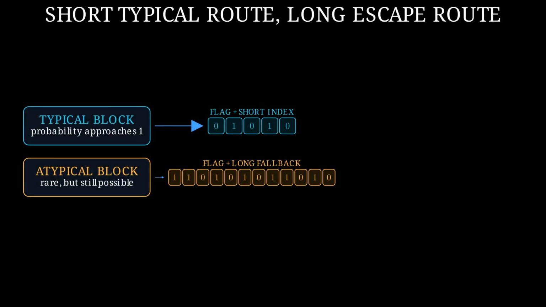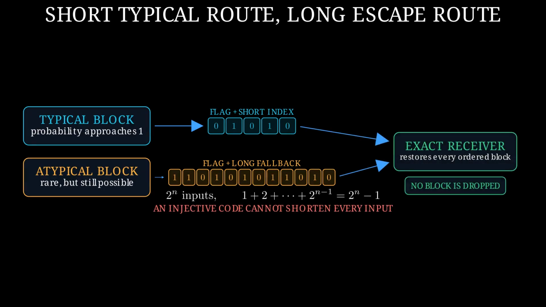Now use 2 routes. When a block belongs to the typical region, send 1 flag followed by a short number identifying that block. For every block outside the region, use the other flag followed by a longer literal representation. Both routes end at the same exact receiver, so no possible block disappears. The longer exceptions are rare under the model. They are also necessary. There are fewer binary words shorter than n than there are n-bit inputs, so no injective compressor can shorten every input.